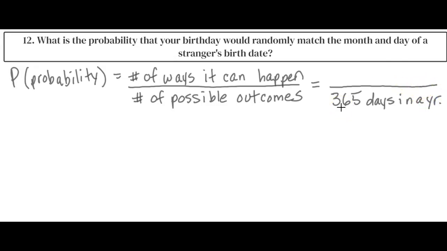And what would the number of ways it can happen? Meaning, going back to the question, what is the probability that your birthday would randomly match the month and day of a stranger's birth date? Well, how many times does our birthday occur? Once per year. Therefore, it'll be one day. It will match.